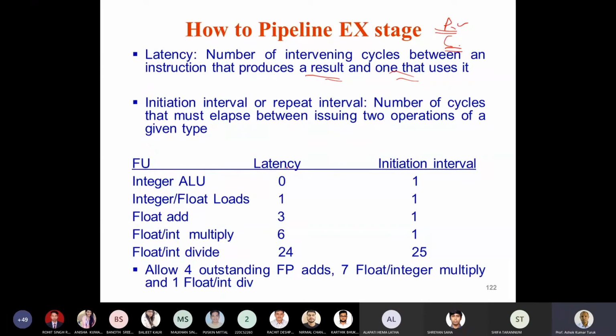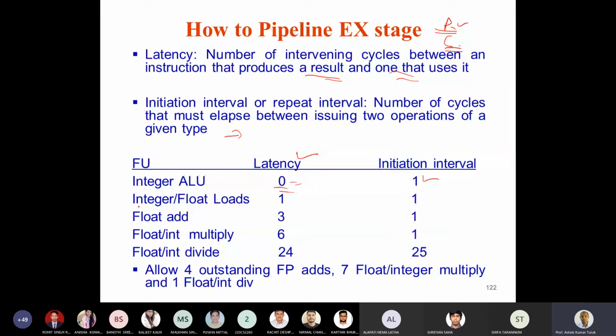The integer ALU has a latency of 0. When we say latency of 0, it means the number of intervening cycles between an instruction that produces a result and one that uses it is zero. So once an instruction produces a result in the integer ALU, in the next clock cycle the result can be used. And the initiation interval we have taken to be 1. That means at every clock cycle you can issue an instruction to the integer ALU.